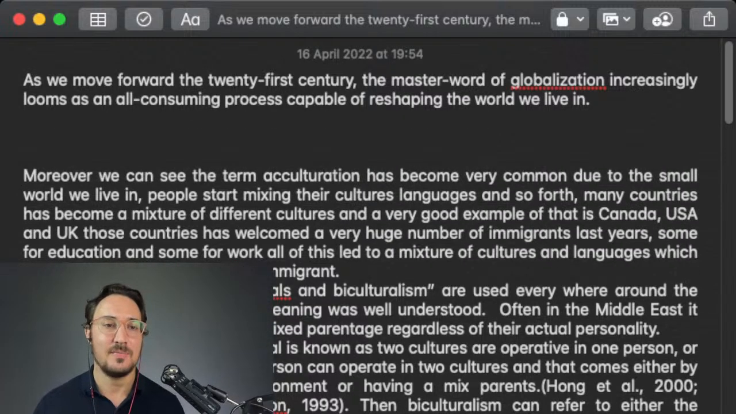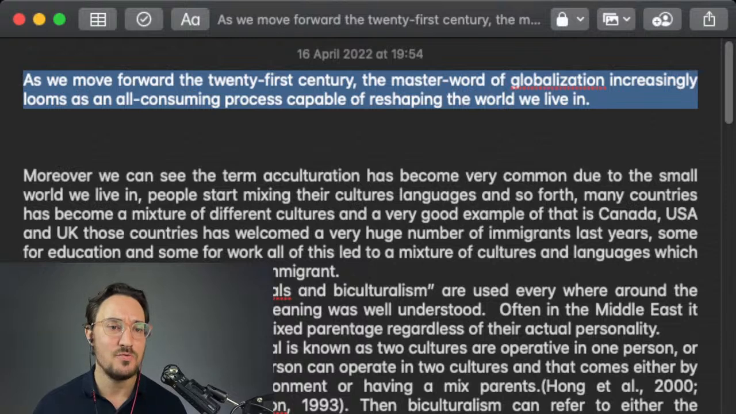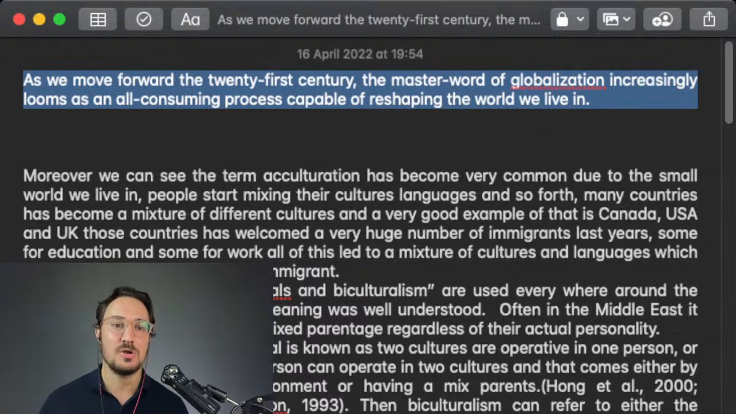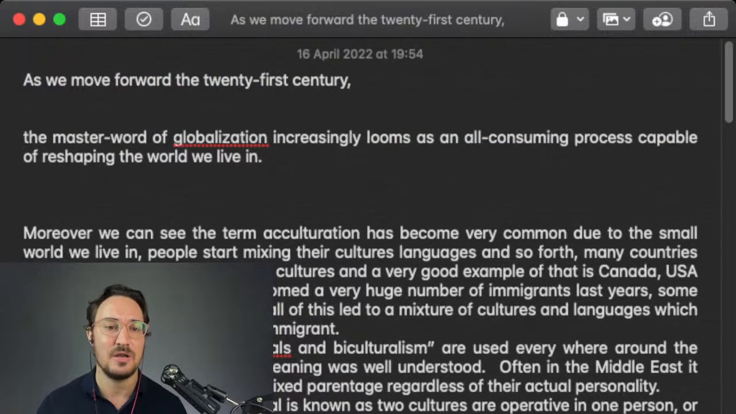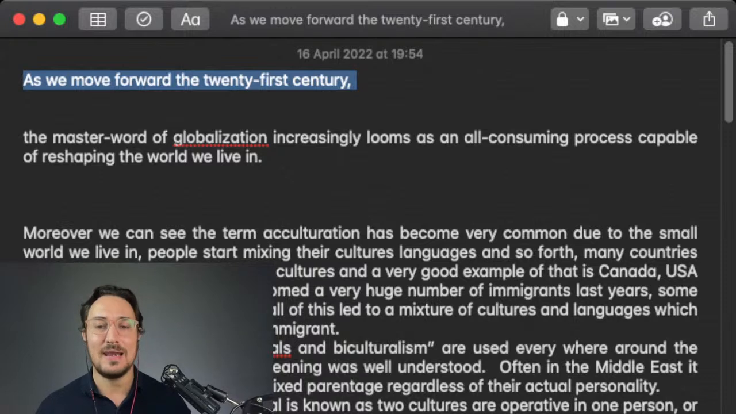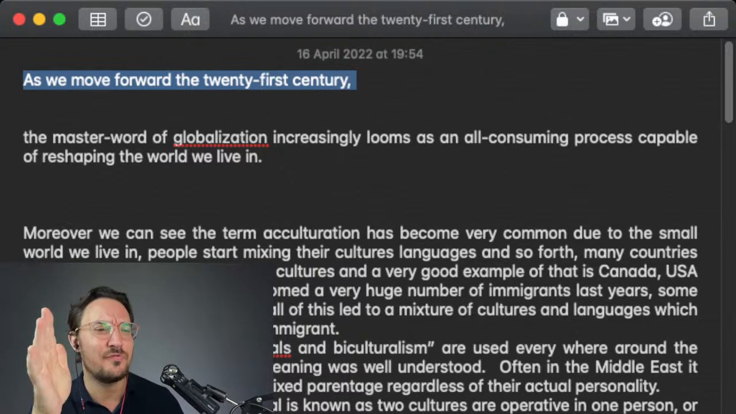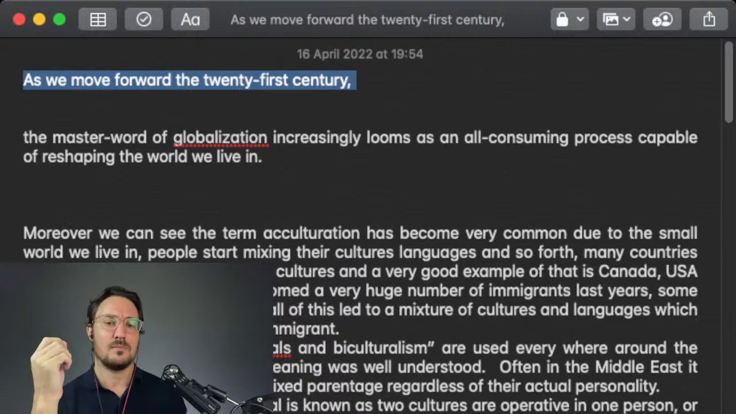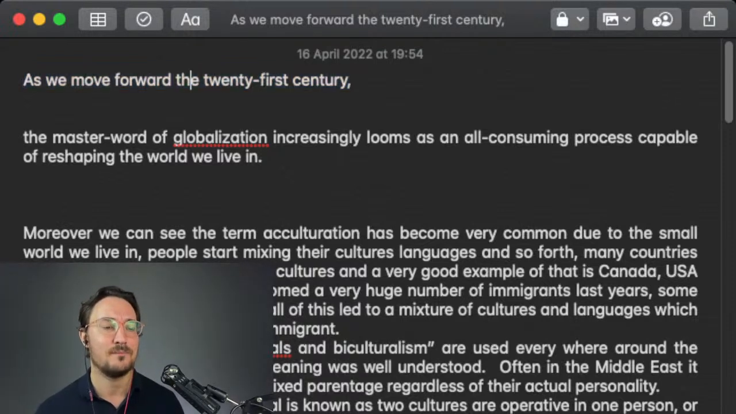Let's just isolate this a bit. As we move forward the 21st century. Well, if we just look at that part, if we move forward the 21st century, someone leave a comment if you've got an idea about how we could make that sound better. Okay, it seems a little bit wrong, doesn't it? As we move forward the 21st century, there's something missing. So if you've got any idea what I mean, then please leave a comment.